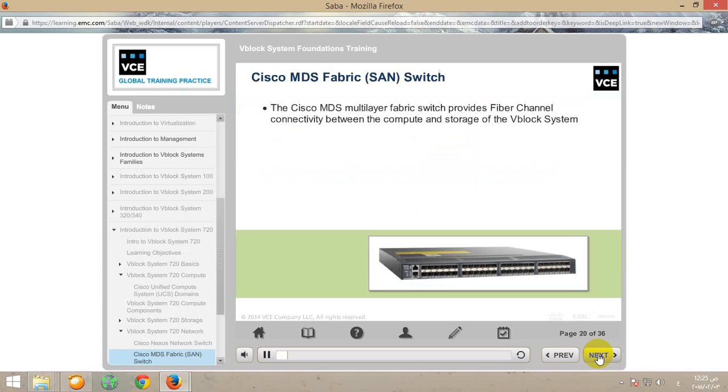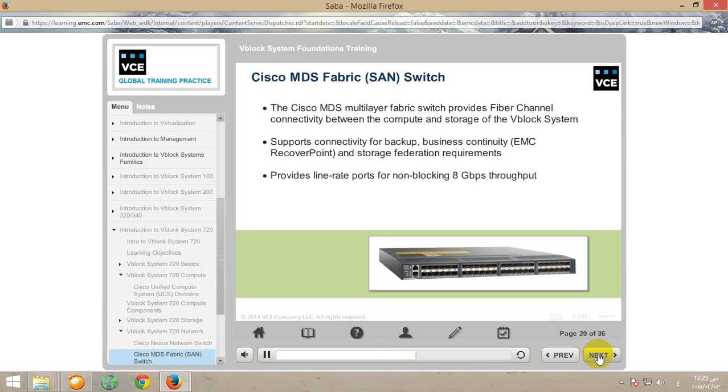The Cisco MDS SAN switch is only included in systems with segregated networking. This switch only carries network traffic dedicated to the SAN and has only fiber channel ports. It supports connectivity for backup, business continuity using EMC RecoverPoint, and storage federation requirements. The MDS switches provide line rate ports for non-blocking 8 gigabits per second throughput, and higher capacity switches are available in the VBlock System 720 that is not an option for other VBlock system models.